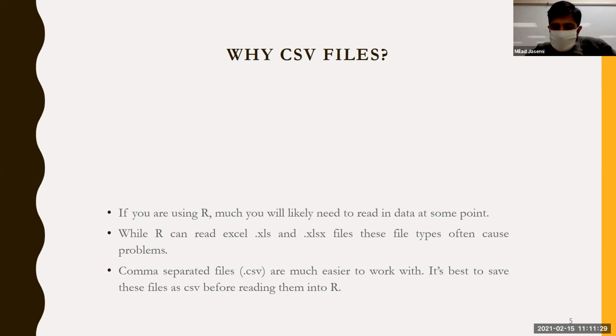While R can read Excel XLS and XLSX files, these file types often cause problems, for the same reasons I discussed last year in the Java class. Comma-separated files, or CSV, are much easier to work with. It's best to save these files as CSV before reading them into R. So that was an introduction to the type of data we are going to use.